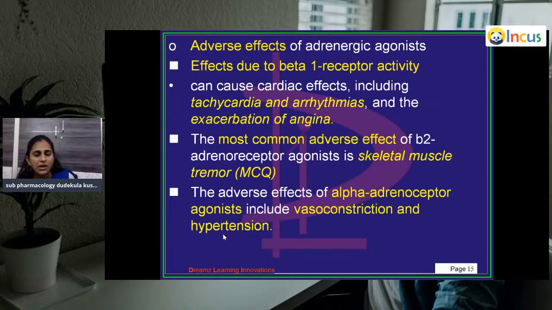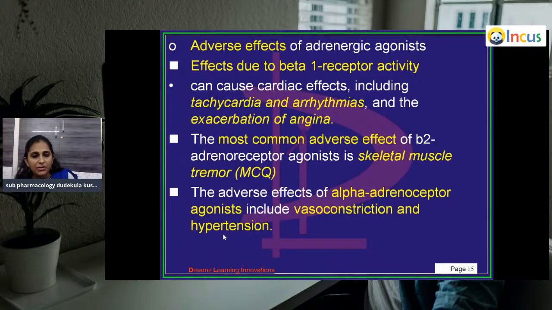I repeat once again, this is a most frequently asked question. The most common adverse effect of a beta 2 agonist is skeletal muscle tremor.